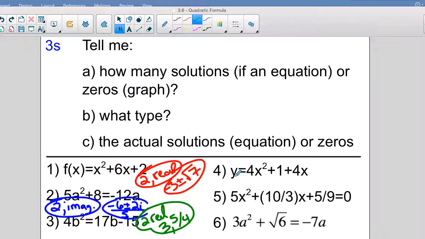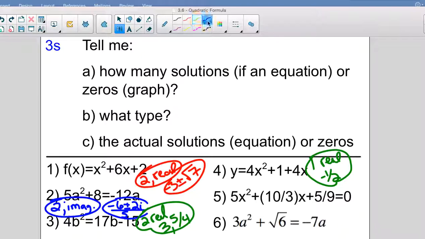Number 4 would give you 0 as the discriminant. B squared minus 4ac is 0, so that one would be an example where you only have one zero or one x-intercept, and that has to be a real. You can't have one imaginary, that's impossible. So it's one real solution. It would actually just be considered a double root. You'd have a point of tangency, and that point is at x equals, I think, -1/2. So that would be that answer.